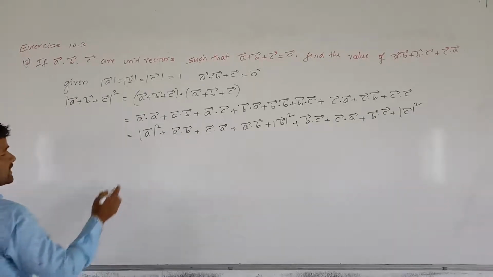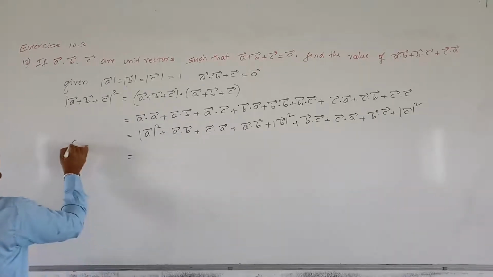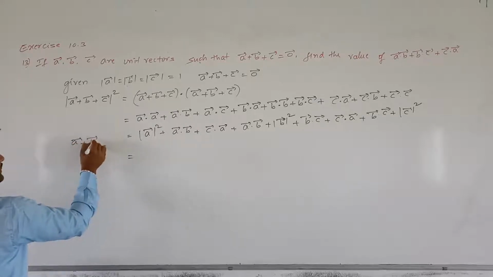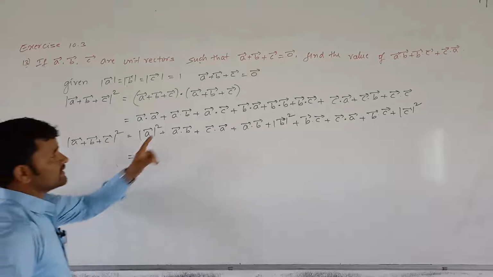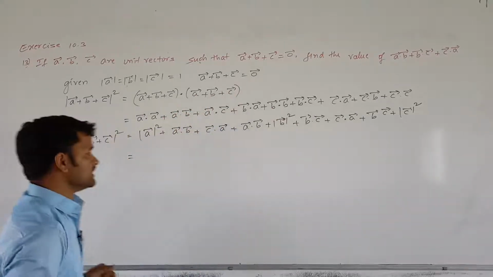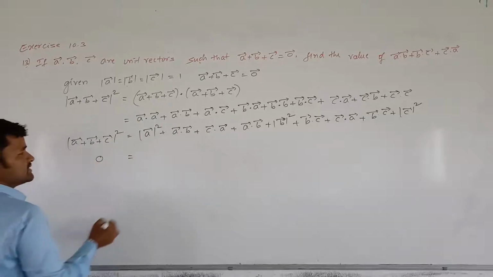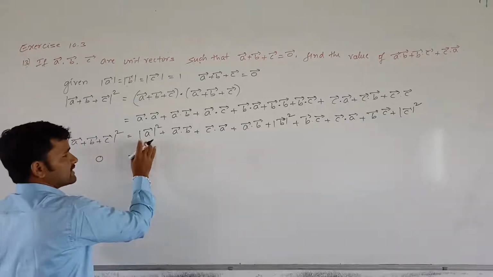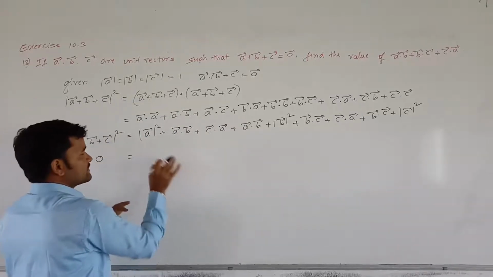Okay. Let me rewrite once again. Here it is magnitude of vector A plus B plus C whole square. It is given A plus B plus C is equal to null vector, then its magnitude will be 0. Let us put 0 here. Now, and also we know that otherwise we will write one more step.